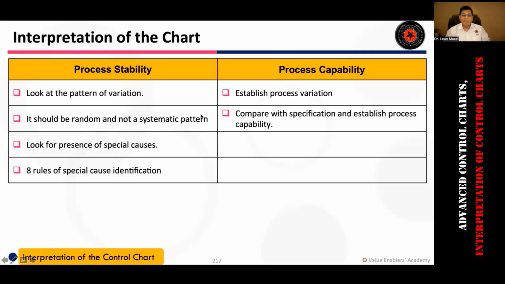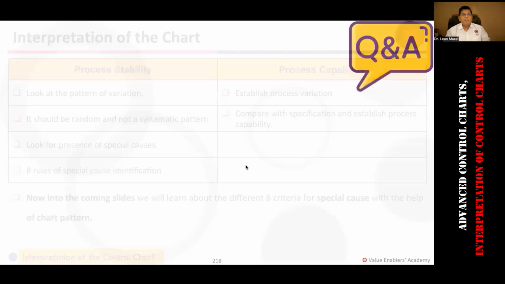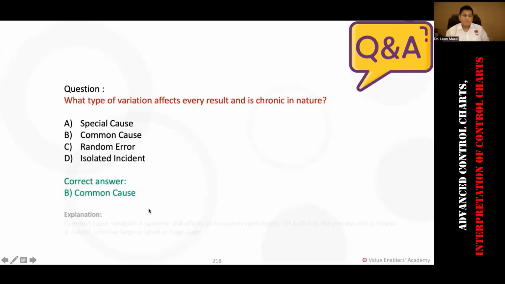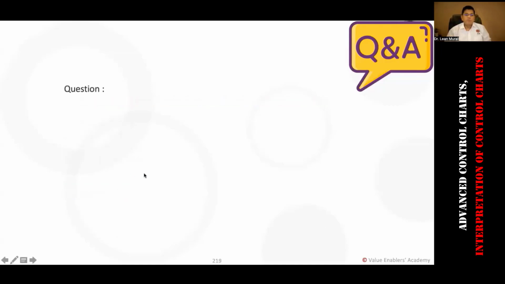I've already explained the capability and stability with a blood pressure example, so I'm not explaining further. Now the question is, what type of variation affects every result and is chronic in nature? Special cause, common cause, a random cause, or an isolated incident. I'm just asking a random question at this point in time. What is your answer? Let's see in the chat box. Yes, B is the right answer, because chronic means... you can correct your answers if you're not able to. I've given the explanation. I'll share this slide also. Common cause means it is chronic, many in number, appears quite frequently.